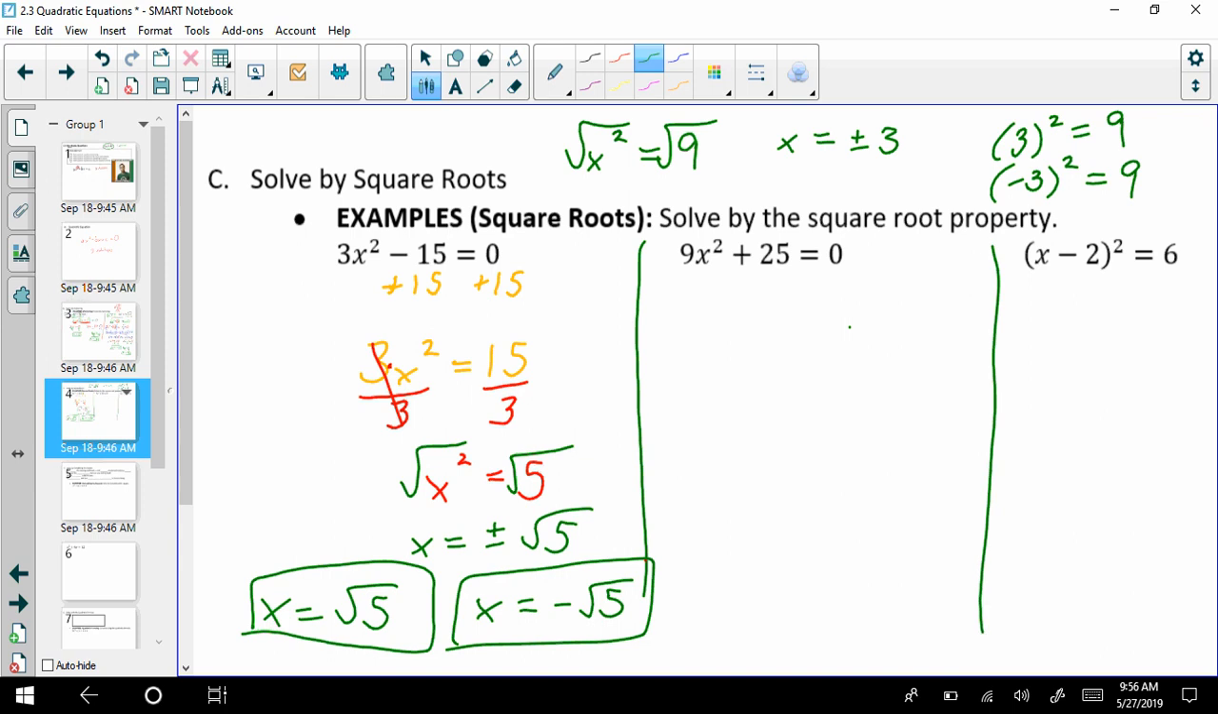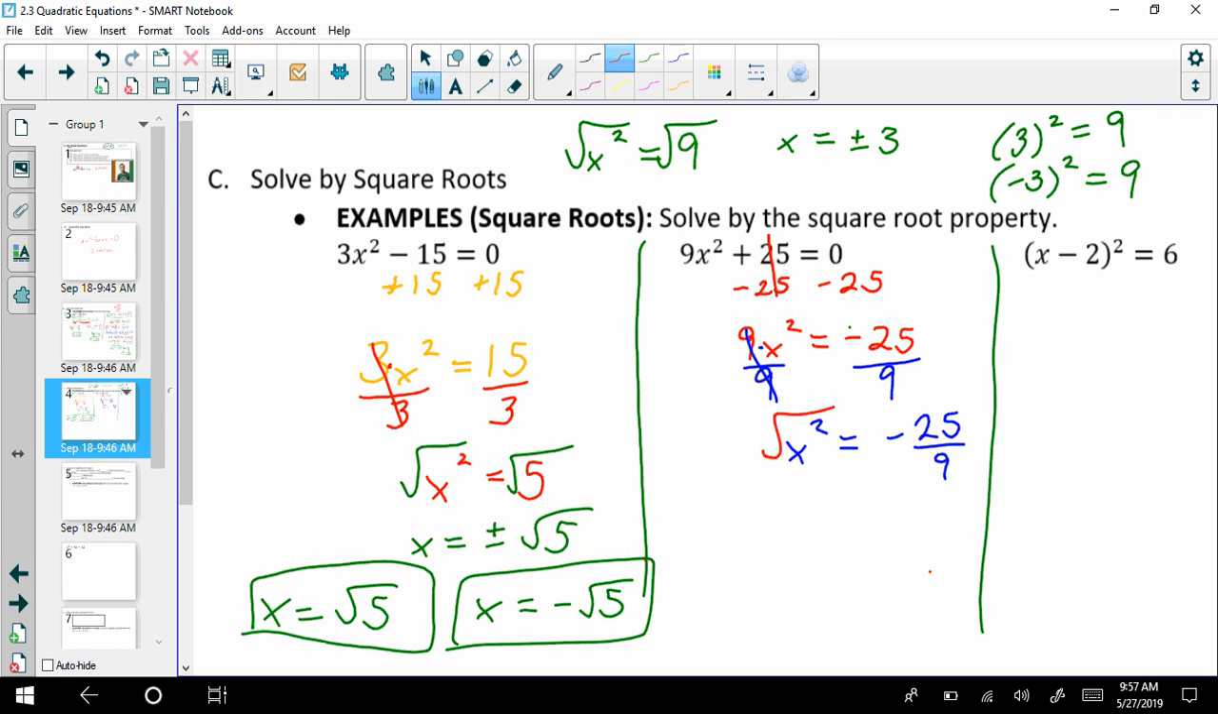Okay, let's look at the next one. If I want to get x alone, I am going to subtract 25. And then I want to get rid of the 9, and since there's multiplication, I'm going to divide. So I get negative 25 over 9. And now I'm going to get rid of the square root. Oh boy. So I know I'm going to have plus minus.